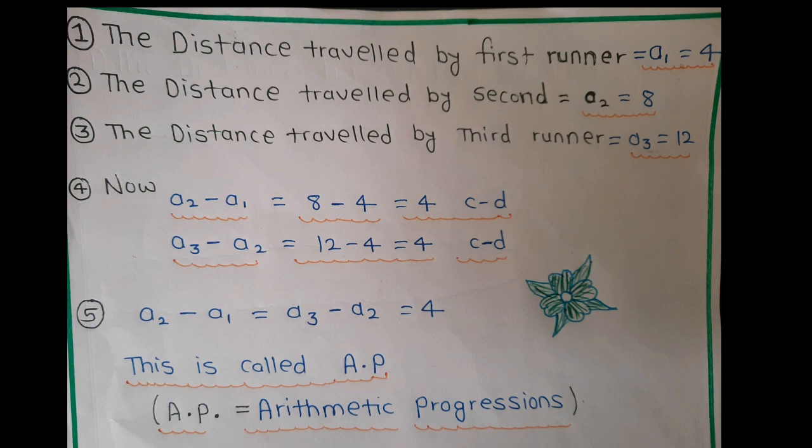Here you can tell the child that second term 8 minus first term 4 is equal to 4. Third term 12 minus second term 8 is equal to 4. Thus, the difference between any two successive terms is constant, that is 4. Such type of progressions are called arithmetic progressions.